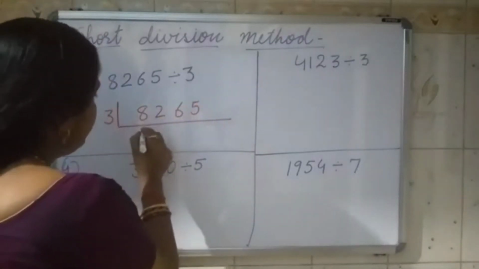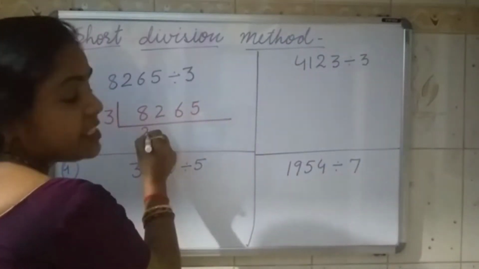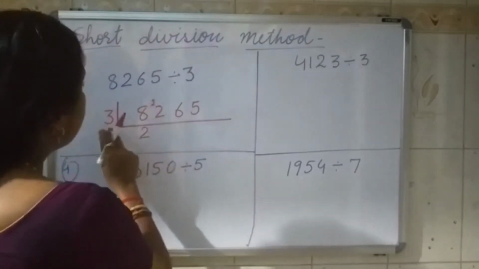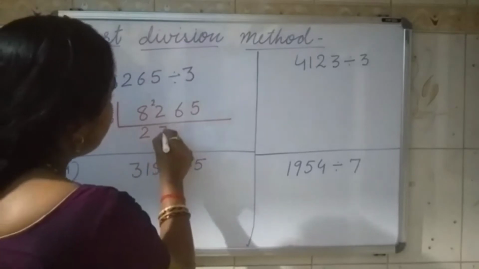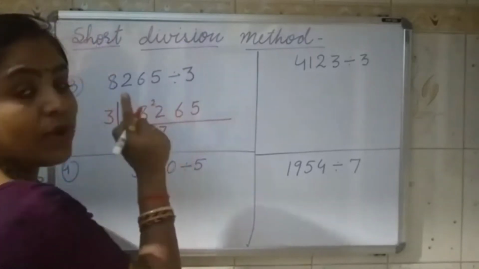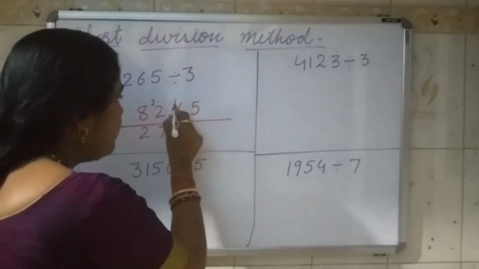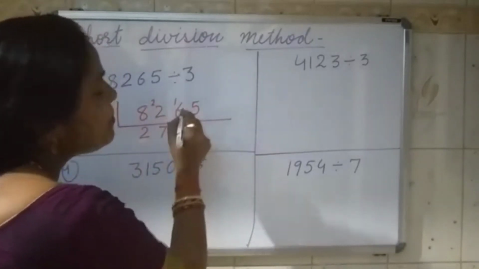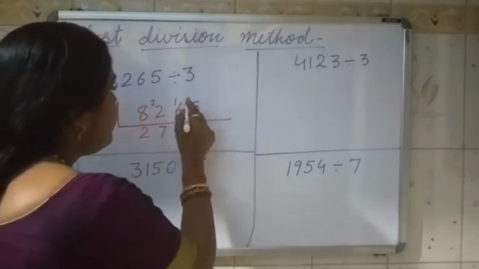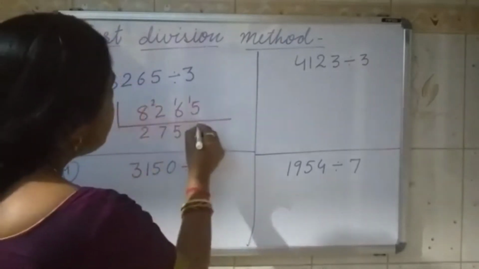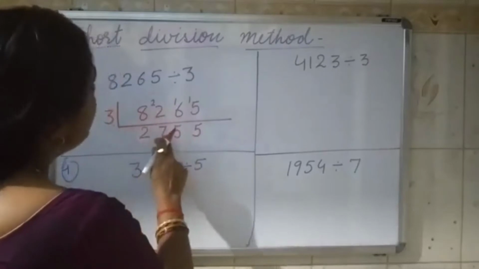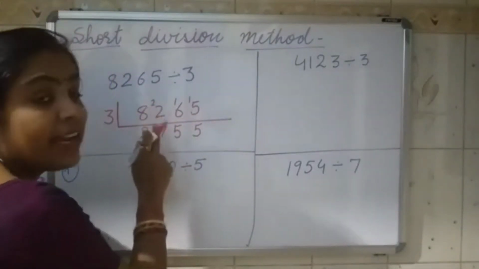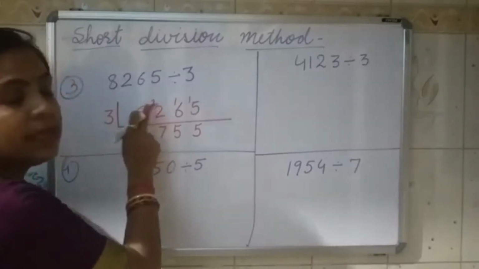3 twos are 6. 8 minus 6 is 2. That 2 will be here, small one. Okay. 3 sevens are 21. 22 minus 21 is 1. That will come here, 16. 3 fives are 15. 16 minus 15 is 1. It will be coming here, 15. Again 3 fives are 15. So now the remainder is 0. Okay. So this is clear to you where we are writing the remainder? Above this. This is clear?